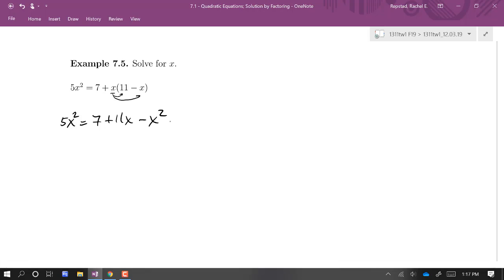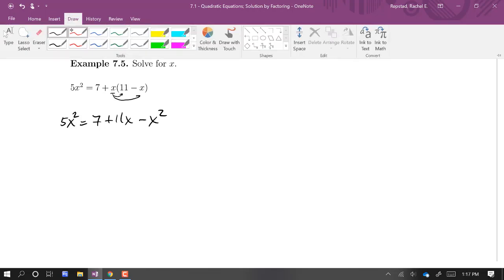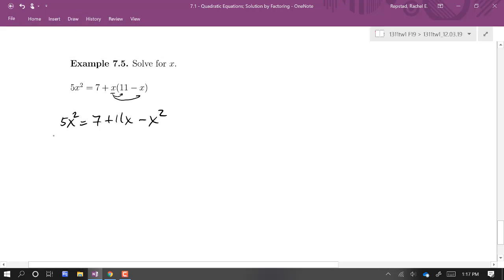Just write it the other way around. I just wrote it as negative x squared plus 11x plus 7. Sure, yep. Could you subtract 5x squared from both sides? Yeah, so you're saying let's have it be equal to 0. Sure. So then we get 0 equals 7 plus 11x minus 6x squared.